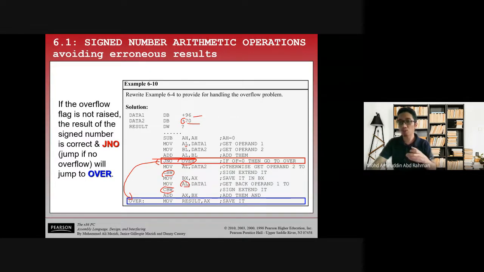Now you add to BX, which already has one number, and now you have another AX. So now the sign will be at AH and BH. Basically you will have that.